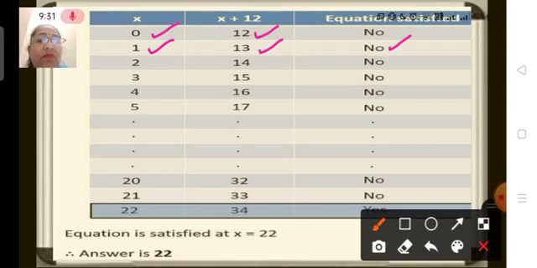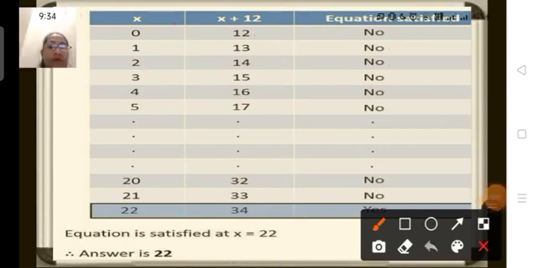Like this we will solve for the next value of x, that is x equal to 2. If we add 12 to that, we'll get the value of the expression x plus 12 as 2 plus 12, that is 14. Same here, we want the value of x plus 12 as 34, and here we are getting 14 for x equal to 2. That means x equal to 2 does not satisfy the given equation x plus 12 is equal to 34.